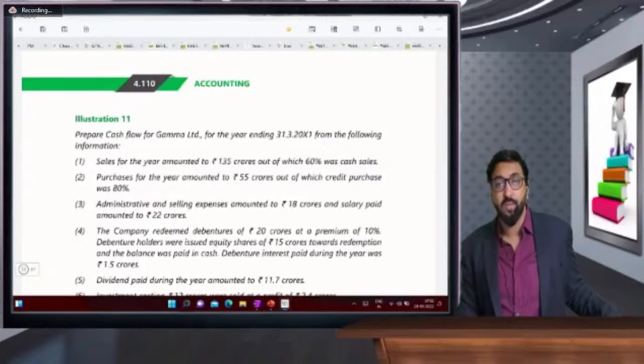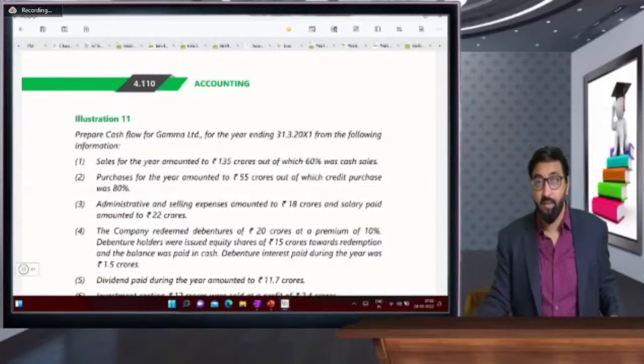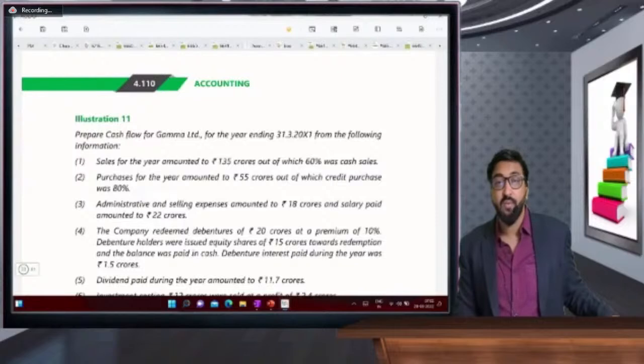See, the difference between your net profit and cash flow statement is that in net profit you are getting accrued net profit, but in cash flow statement you are getting total cash flows. So that is the difference between cash flows and net profit. Today we are going to start with some illustrations.